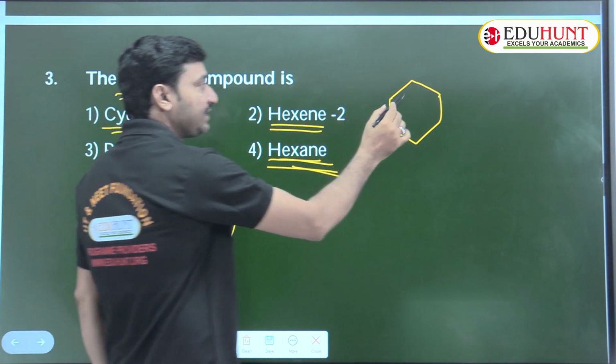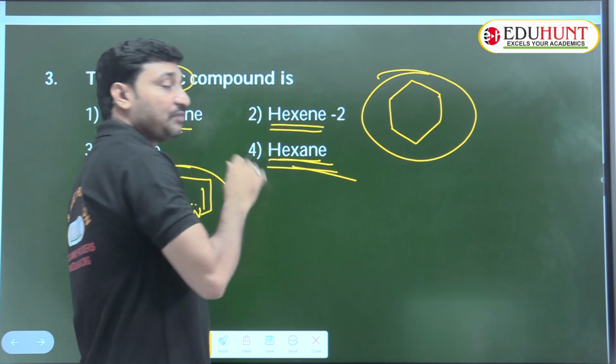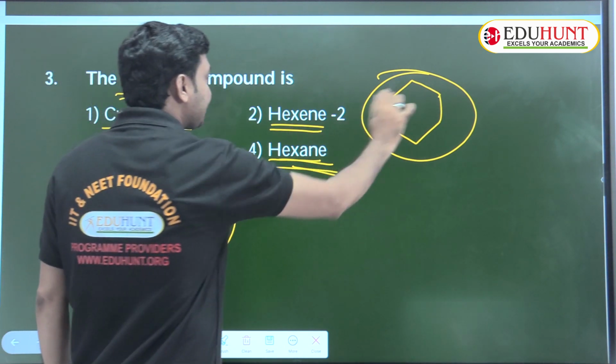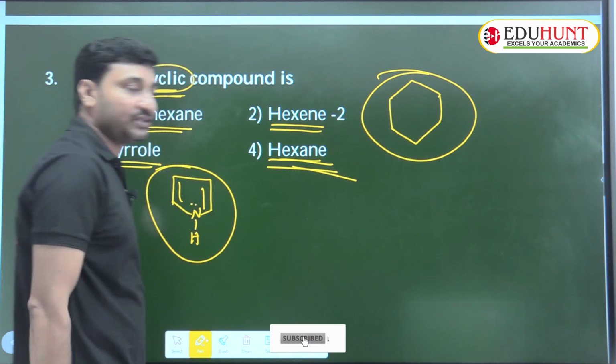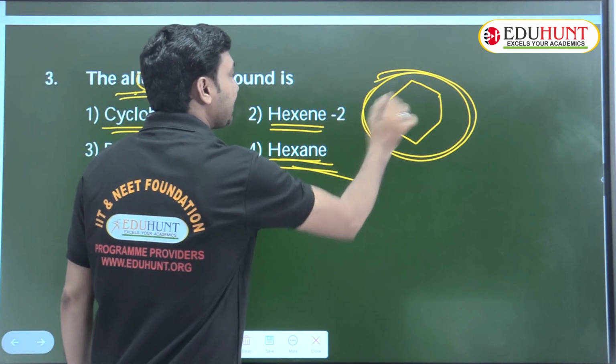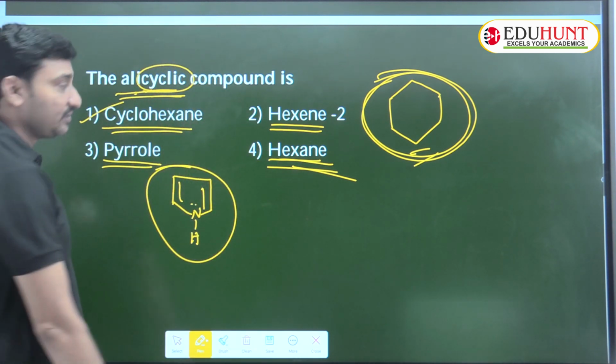Now, option 1, cyclohexane. This is cyclohexane, right? Its properties resemble aliphatic compounds, and it is cyclic. That's why this is also called an alicyclic compound. So the right answer is cyclohexane, right?